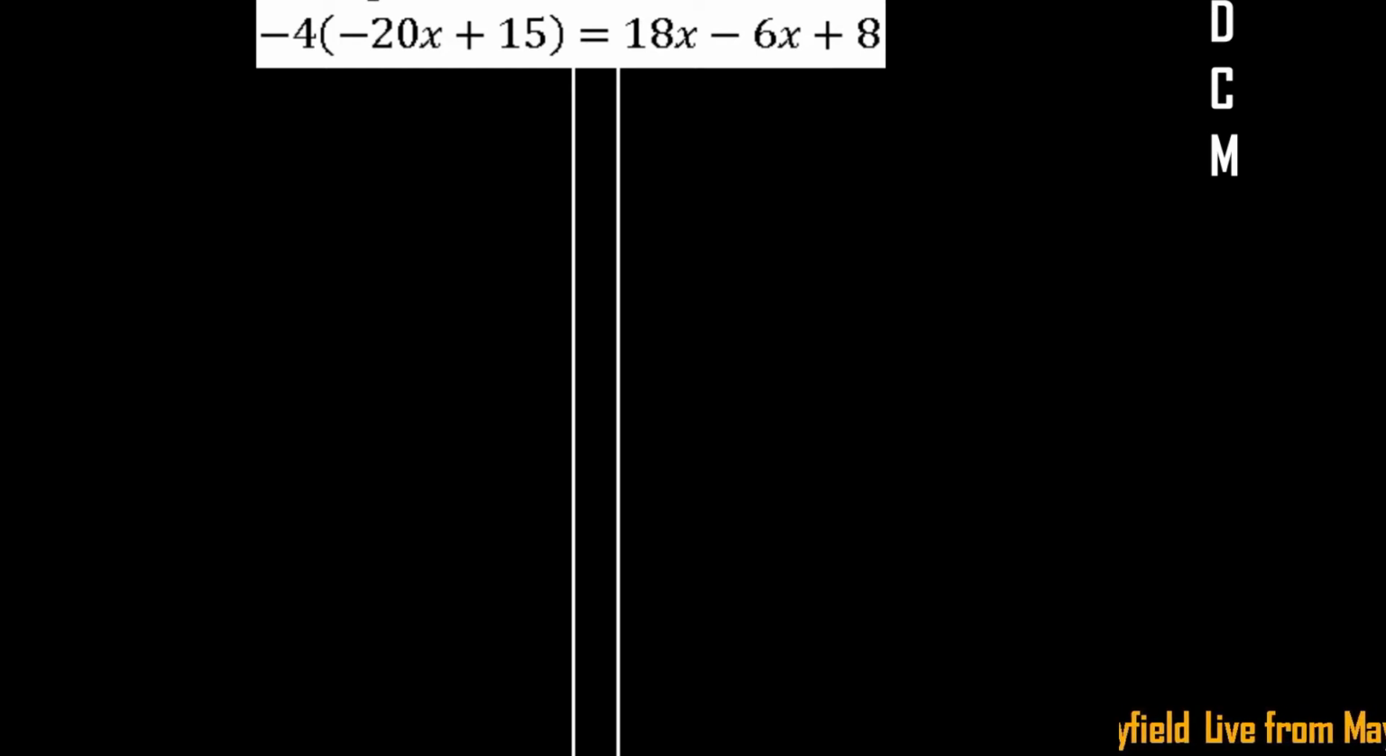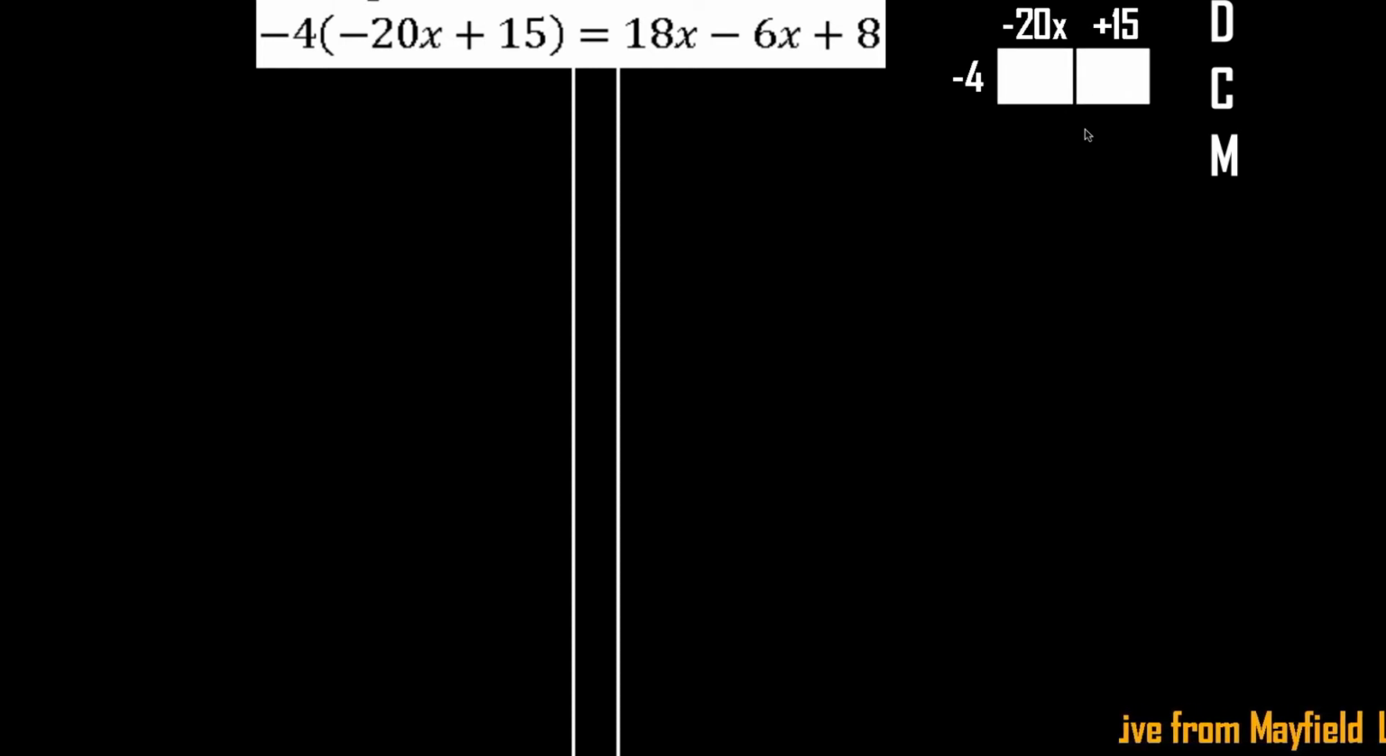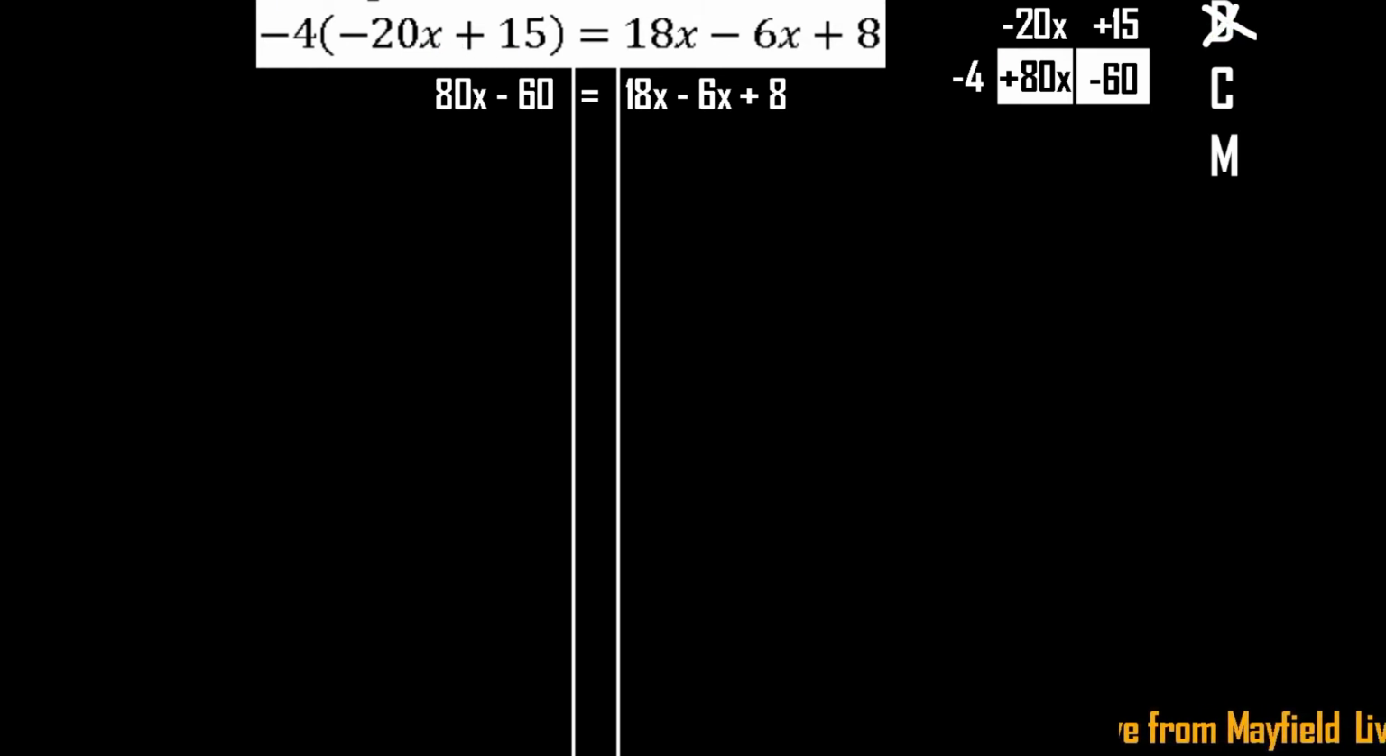And so we say, all right, let's do -4 times a -20x is a positive 80x. And we do -4 times positive 15 is a -60. Again, since they have the same sign in the first one, the product has a positive, and since they have different signs, the product is going to have a negative. So again, we can write that expression right below where we had. All right, so there's no other distributive property to do, so we can cross that one out.